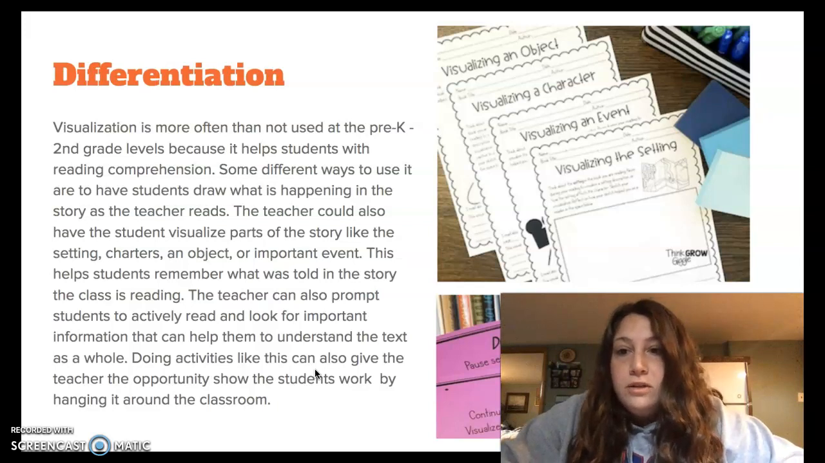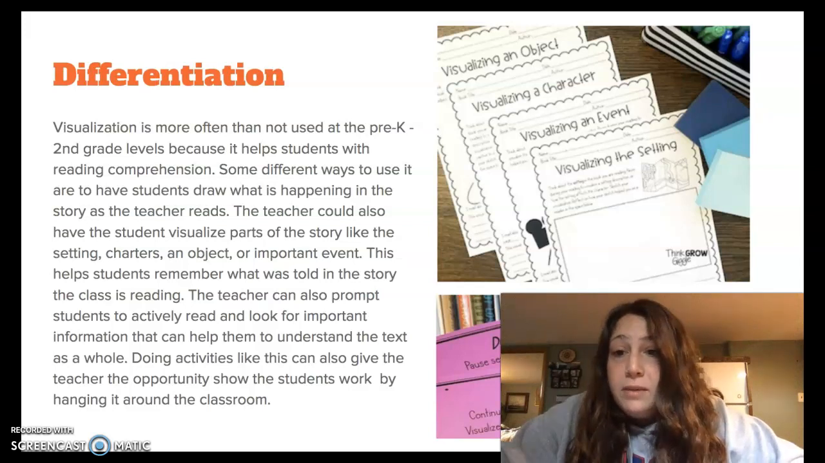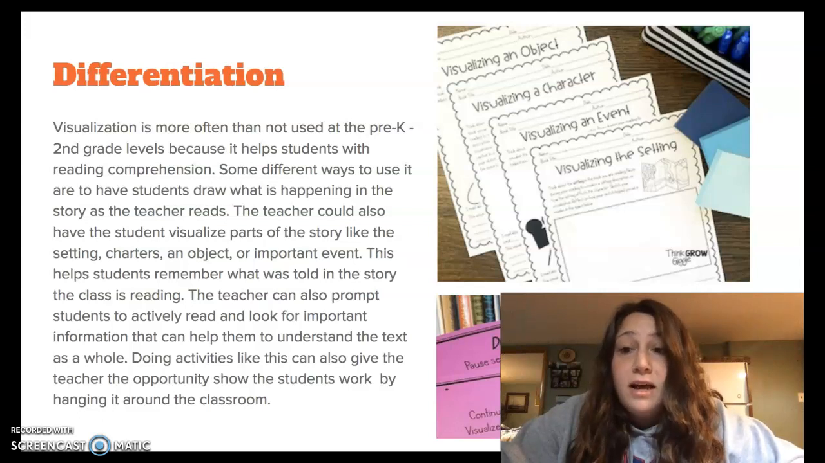The teacher could also have the student visualize parts of the story like the setting, character, object, or important event. So this can be done after the reading. This is an example right here of what it would look like. You can give them a worksheet, have them draw, and these would be great to hang up around the classroom as well. This helps the students remember what was told in the story as the class is reading.